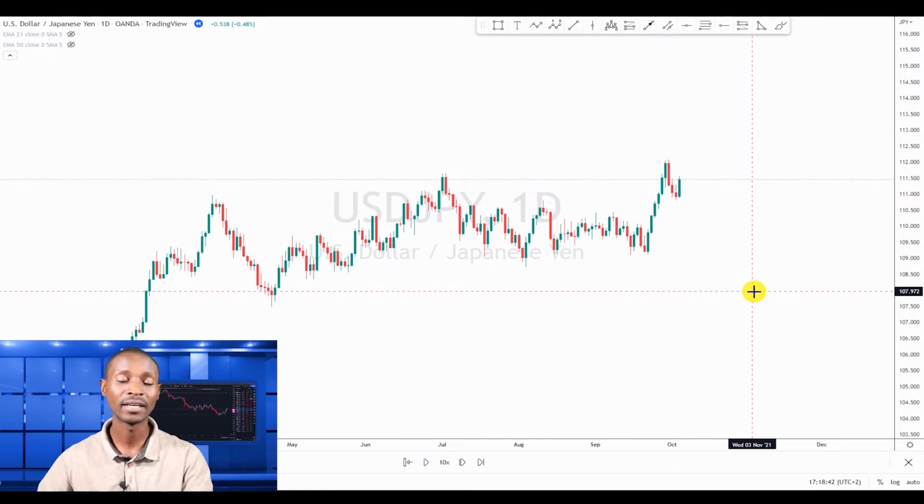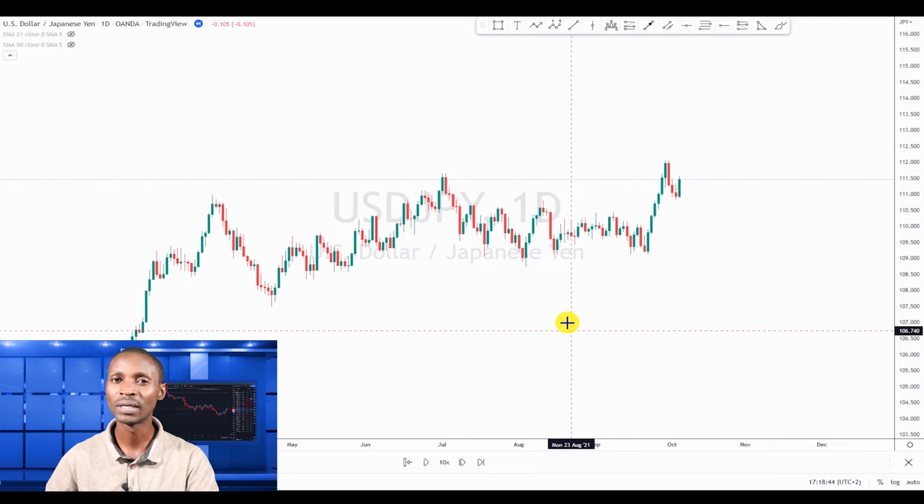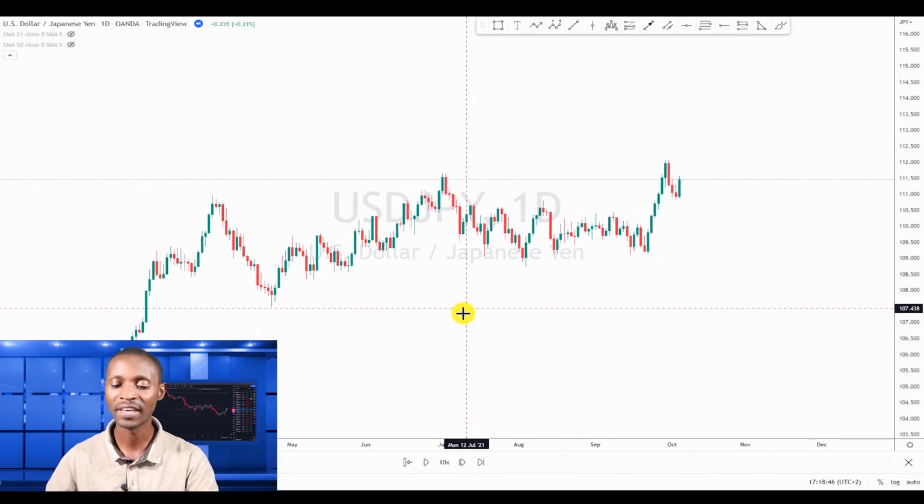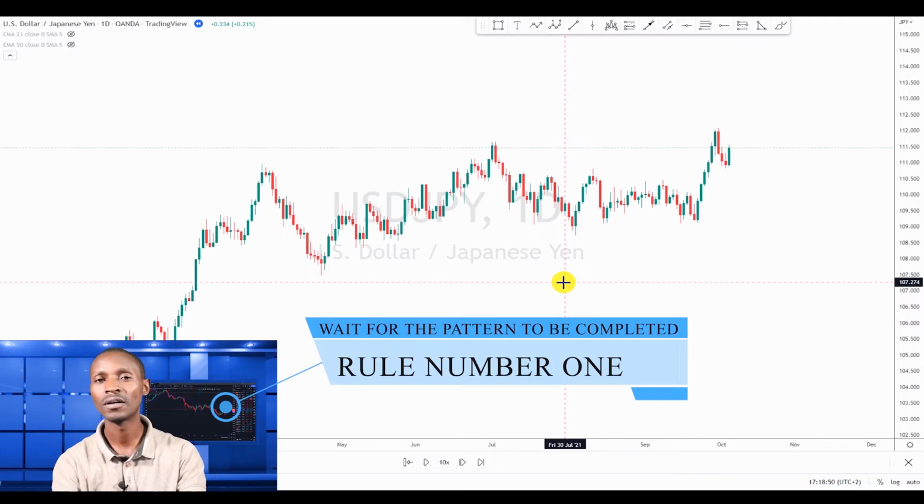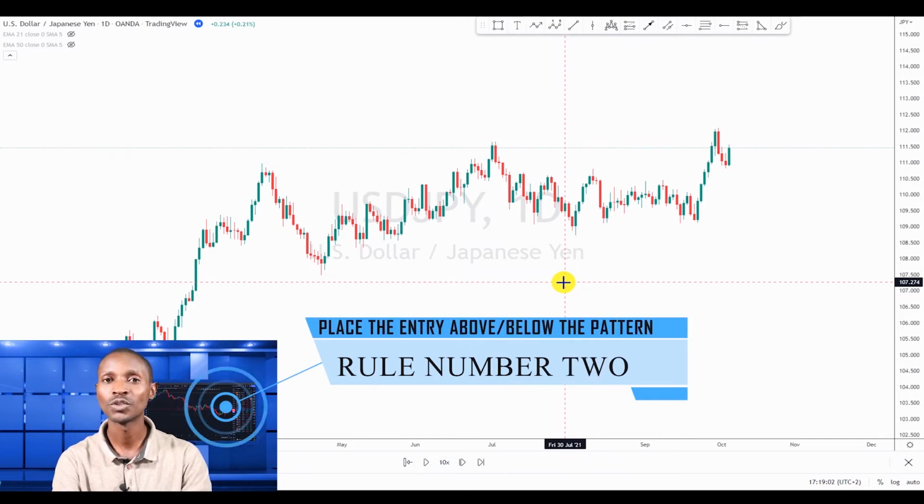They can work in any financial market you might be trading online out there. Now you will need to follow 3 simple entry rules and exit rules. Rule number 1 will be to wait for the candlestick pattern, the engulfing pattern in this case, to complete. Rule number 2, you will set your entry above or below your entry candle after the pattern is completed.